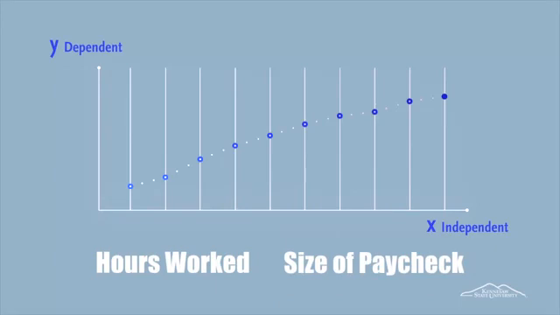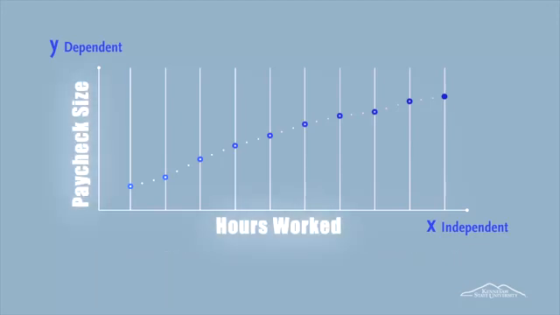Think for a moment about which would be the dependent and independent variables. Again, the example is hours worked at an hourly job and the size of your paycheck. In this case, the paycheck changes as a function of the hours worked. So the paycheck size is the dependent variable and the hours worked the independent variable. In both of those examples, when the independent variable increased, the dependent did as well.